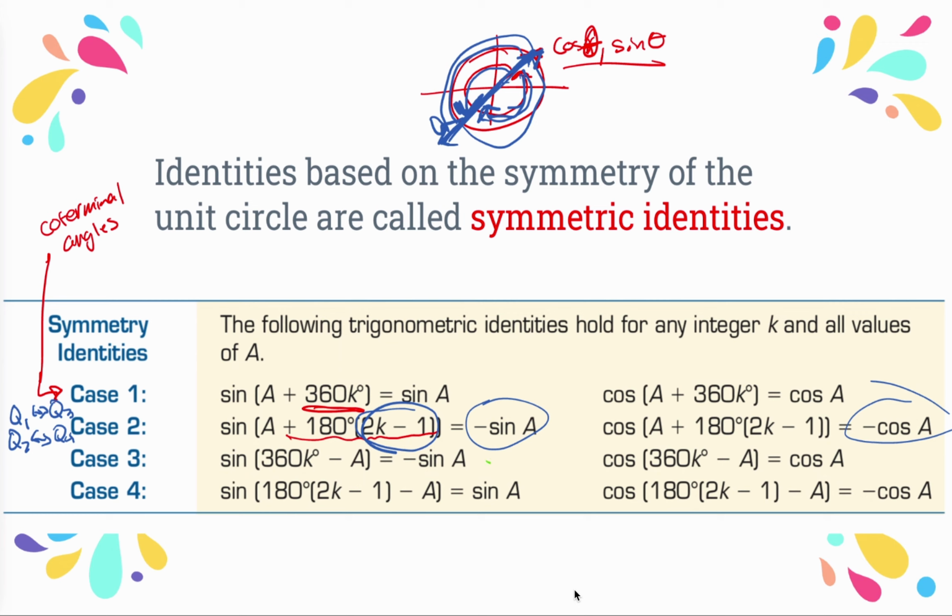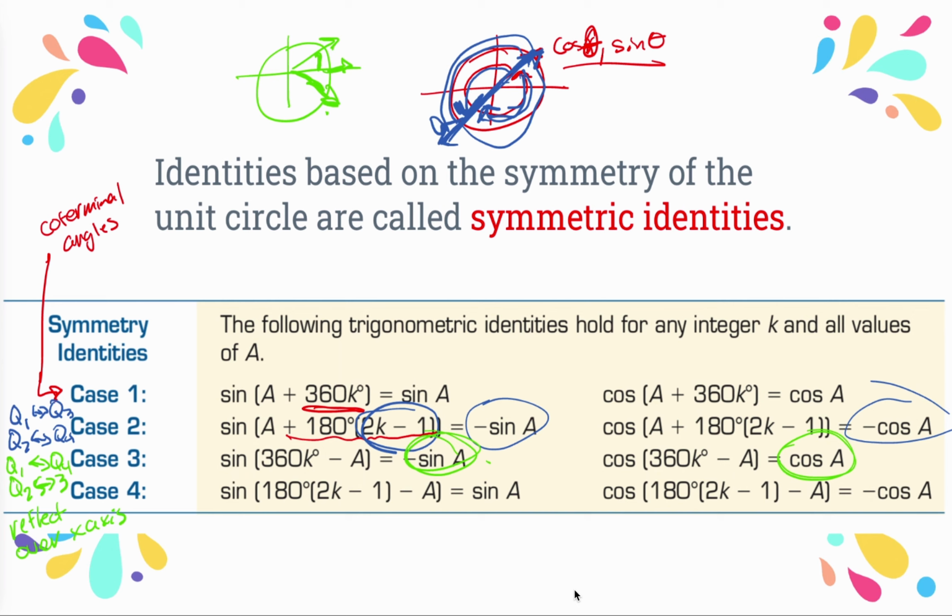In case 3, if I've got some angle here, I want 360 minus that. So if this is some angle theta, 360 minus theta puts me here. So that goes from quadrant 1 to quadrant 4, and then also from quadrant 2 to quadrant 3. That's going to flip over the x-axis. And so when you reflect over the x-axis, your sine becomes negative, your cosine stays the same.